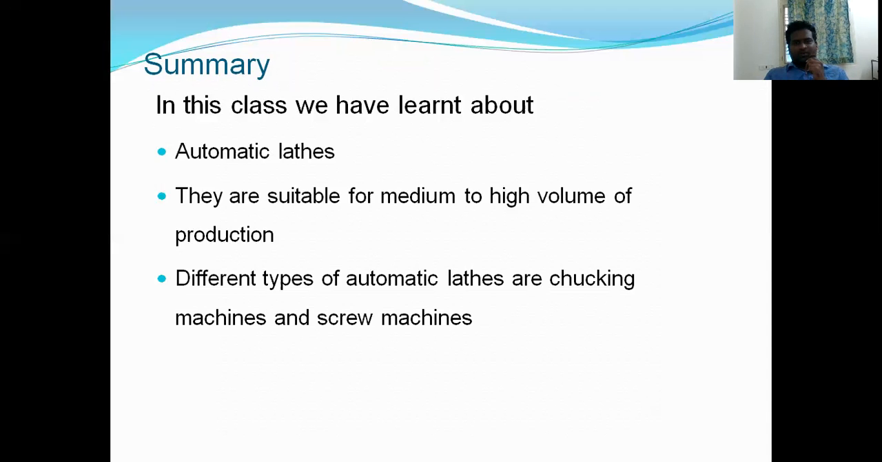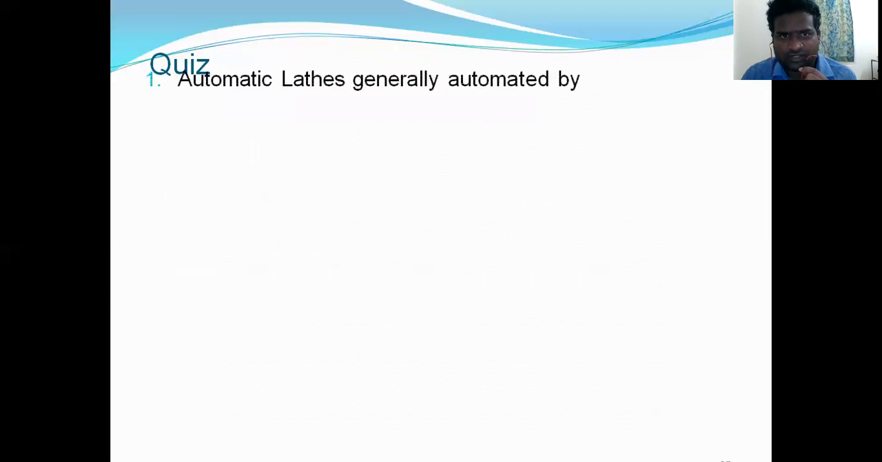If the automatic lathe has a turret head, that machine is called an automatic screw machine, and we can also call it an automatic bar machine. Understood? So these are the points covered so far, and let us do some discussion based on this topic, right? After that, we are moving to another topic.